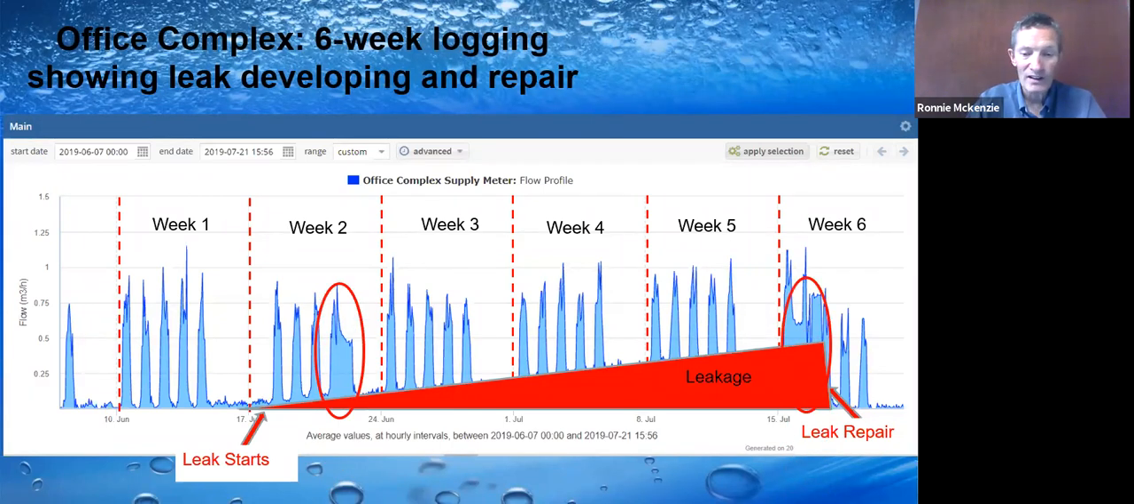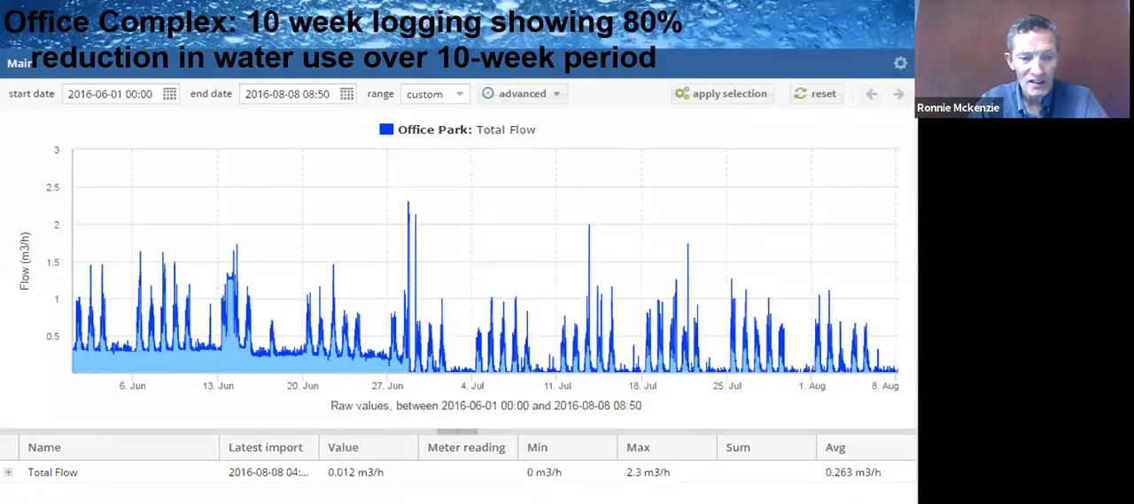You can see that quite clearly, the leak is growing. Sometimes leaks grow, sometimes they don't. We've had leaks in this office complex that have stayed virtually constant for 6 months or more. So it does happen. Here's an example here. You can see at the beginning, the first 3 weeks, there's a pretty constant leak there that wasn't growing.